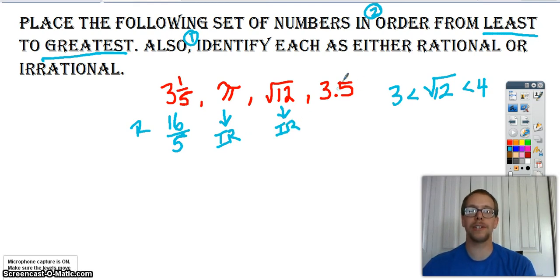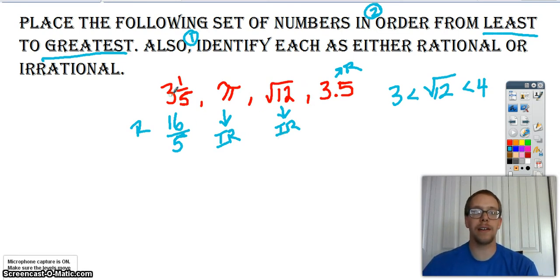And then 3.5, notice this is a terminating decimal. So 3.5 is a rational number. So we've identified that we have two rational numbers, 3 1/5 and 3 5/10 here, or 3.5. And then we have two irrational numbers, pi and the square root of 12. So now let's put them in order from least to greatest.